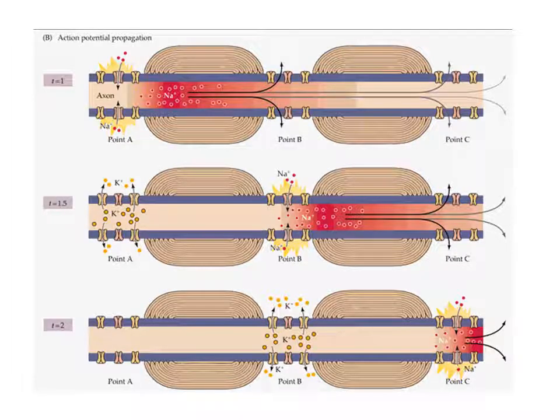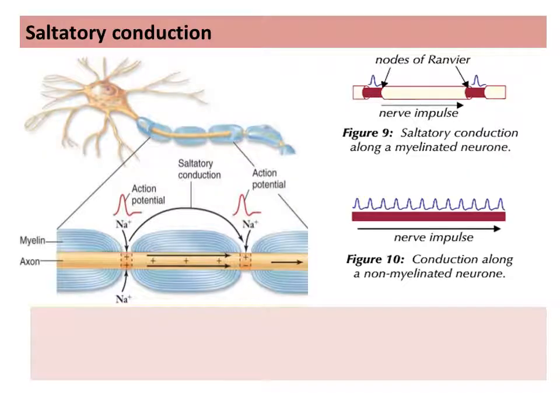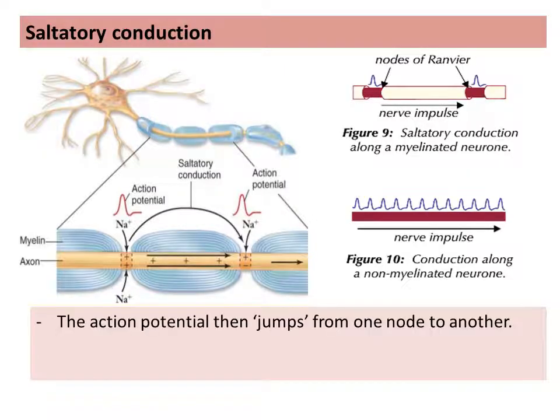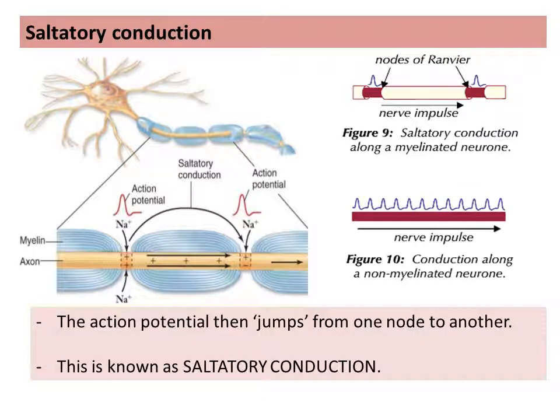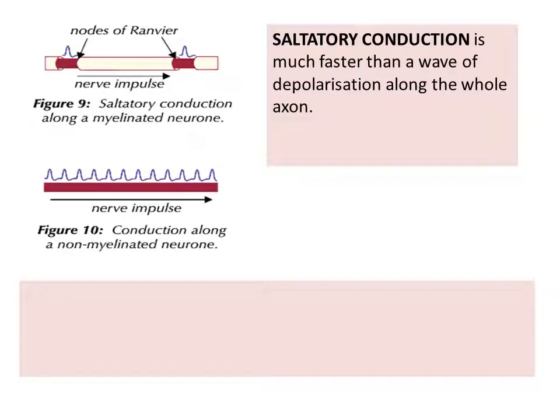If we look at this diagram, we can see that the sodium ions are able to diffuse out at point B, and then the impulse has to carry on right down to point C. And so the impulse is literally leaping from one node to the next. Now this means, of course, that the process is going to be a lot faster than if it was going to have to travel through all of the different channels all the way along the axon. So saltatory conduction is much faster than the wave.